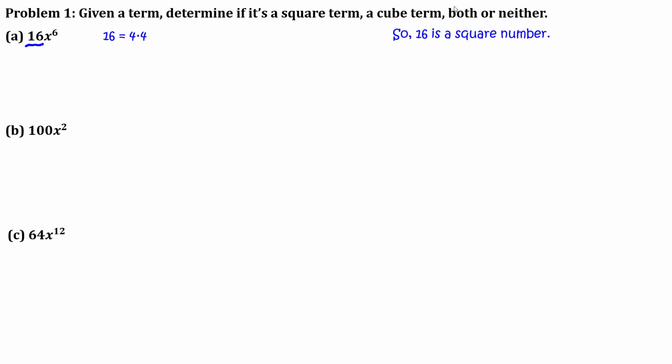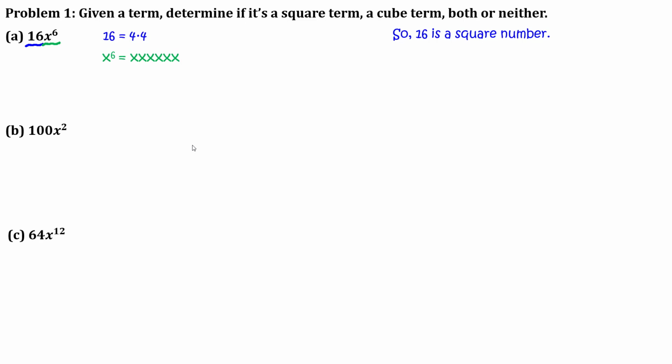So I'll just say 16 is a square number. All right, 16 is a square number. Good. What about x to the 6th? X to the 6th is x times x times x times x times x times x. So you actually have 6 factors.